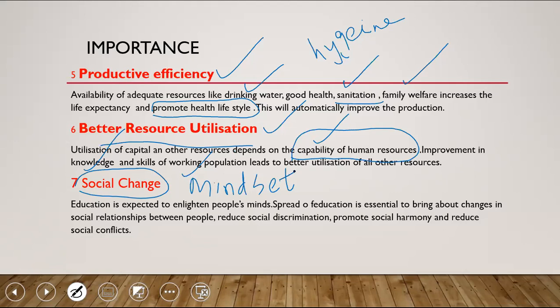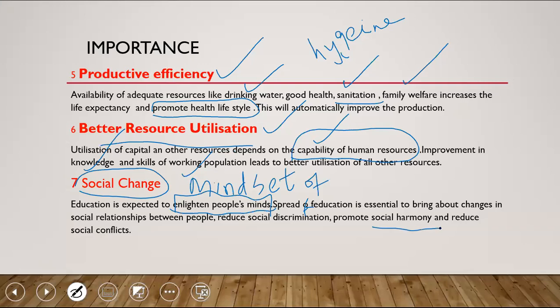Dekho, education is expected to enlighten people's minds. When people have education, their minds will become progressive. So to bring social change, the only way is the spread of education. Please remember, the spread of education can only bring quality changes in the society. What are the quality changes? You should establish good relationships between the people. There should be no social discrimination.